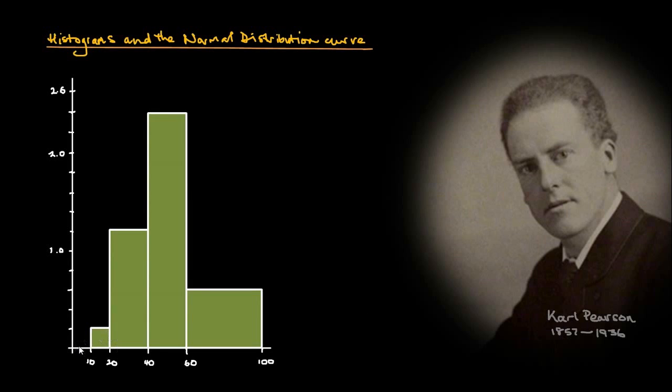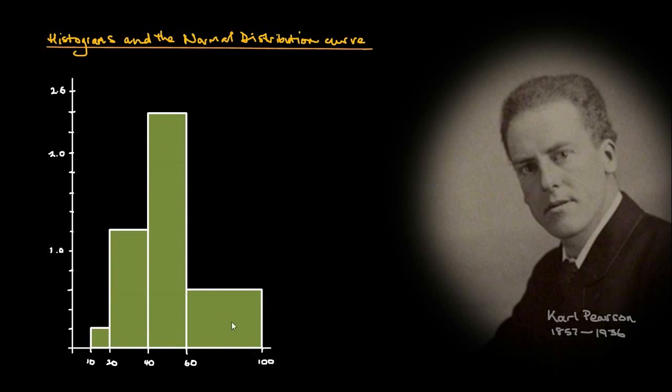Okay, so if I want to draw a normal distribution curve over the top to see whether this is normally distributed, then what I'm going to have to think about is, where is the peak going to be of my distribution curve? Is it going to be in the middle here, or is it going to be over here? And then where will it tail off? And roughly what shape is it going to be?